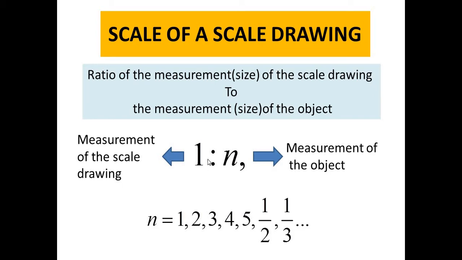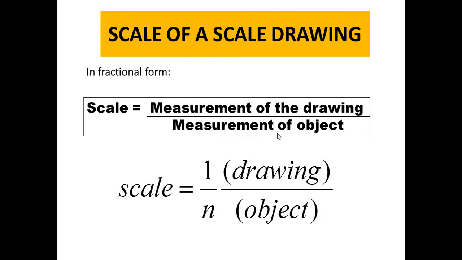So 1:n. The 1 stands for the measurement of the scale drawing, and the n represents the measurement of the object, where n is a positive integer or fraction. Any positive integer will do, or any positive fraction will do.